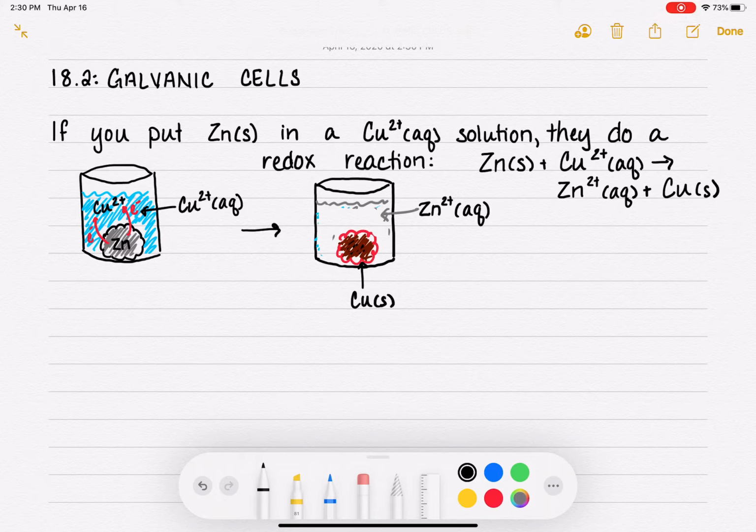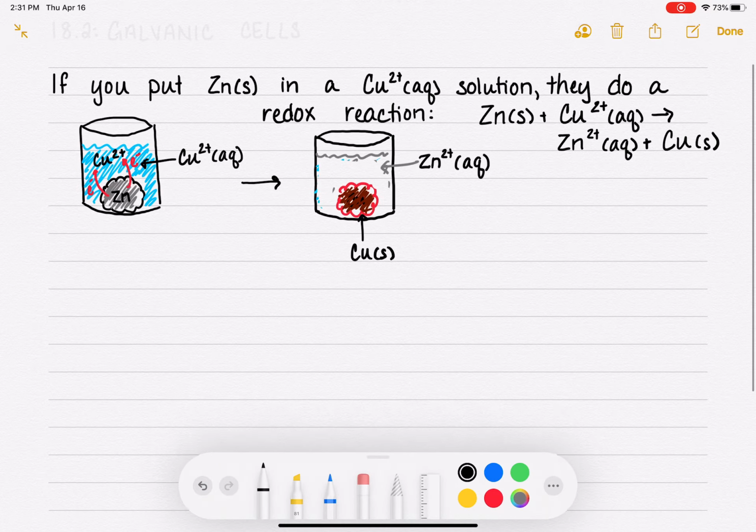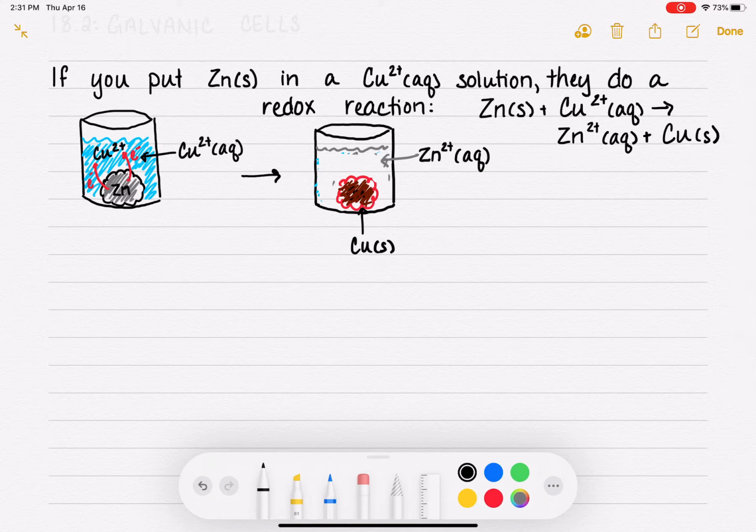This reaction, if we're just doing it at room temperature, would take maybe 20 minutes, maybe 30 minutes, kind of depends on the strength of the solution. But if we heated it up, it would happen really fast, just in a couple of minutes. So this is a really awesome example of a redox reaction taking place right in front of our eyes.